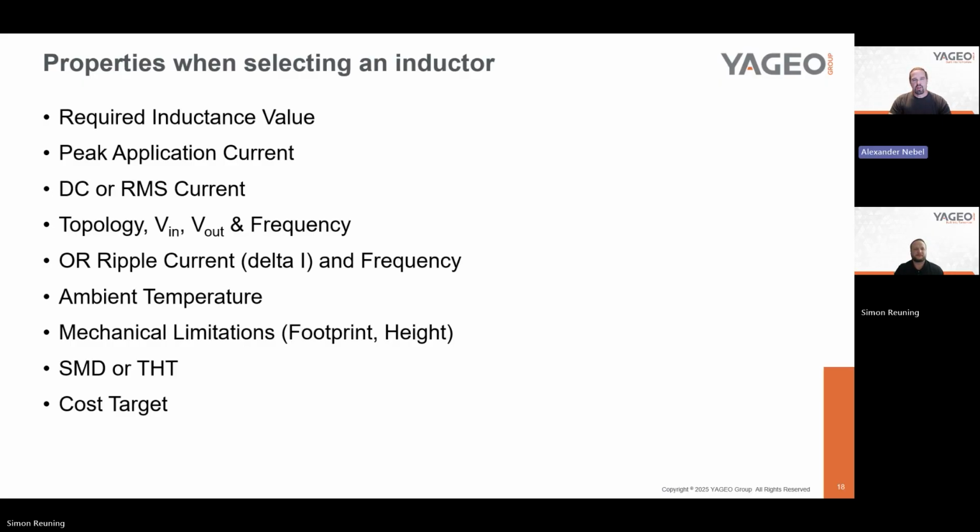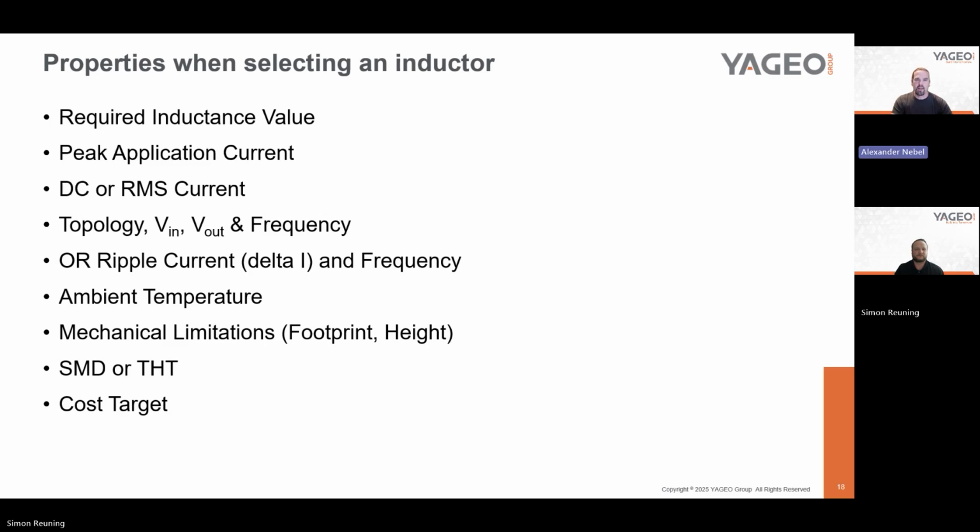The next point, which is also about the DC losses, is the ambient temperature and also the maximum temperature of the inductor. If there is no big delta between the ambient temperature and the maximum temperature of the inductor, then we do not allow a high temperature increase from self-heating of the inductor. And for sure, the mechanical limitations like footprint or height are important. Do you need a very flat item because you have limitations in total height, or maybe you have a small PCB and the footprint needs to be very small?